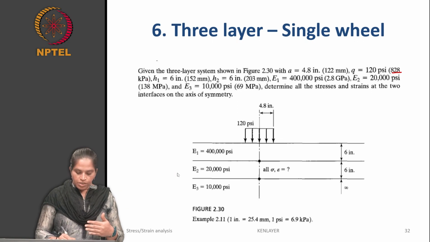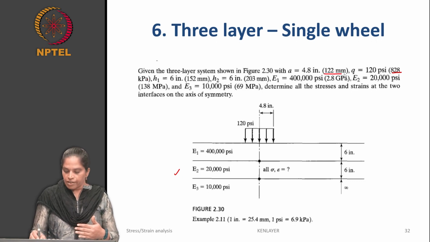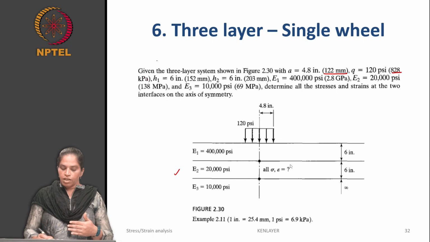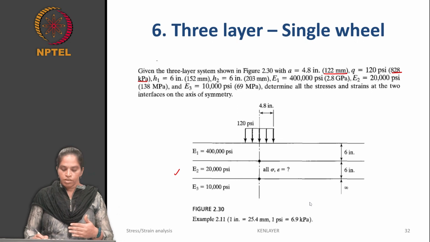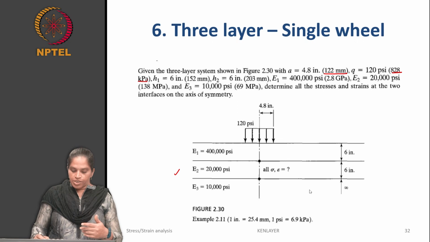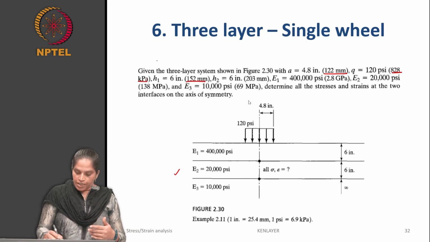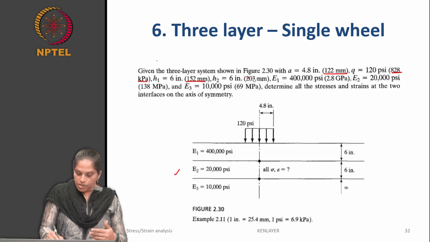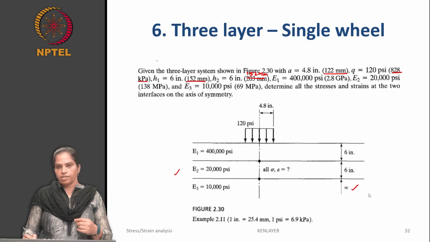So you have a three-layer structure, something like this. This is subjected to a single wheel load with a contact radius of 122 millimeter and a contact pressure of 828 kilopascal. So this load is acting on a structure with a three-layer system. The surface layer has a thickness of 152 millimeter and the base layer has a thickness of again 6 inch, which is 152 millimeter. And the bottom layer is of infinite thickness.